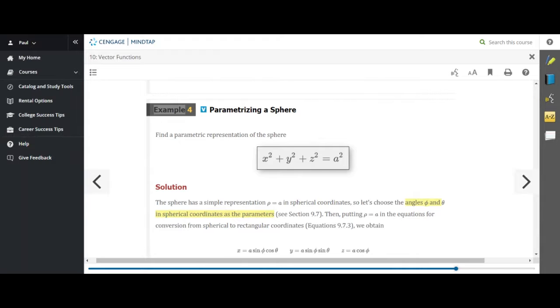Okay, so here's this sphere. A sphere centered at the origin with radius a. Now, what would the parametric equations be for that sphere? Well, in this case, the variables u and v are parameters, but you could also use angles phi and theta as the parameters.